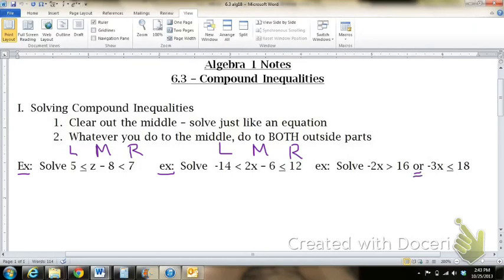I have an or in the middle. I'll get to that later. But if you have a middle section, you want to clear out the middle. So you want to solve it just like an equation. In the first example, z minus 8 is in the middle, so to undo that, I'm going to add 8. Now whatever I did in the middle, I have to do to the right and to the left sides.